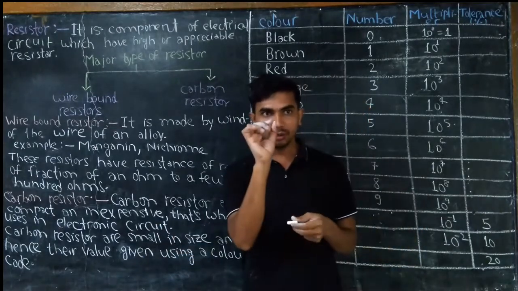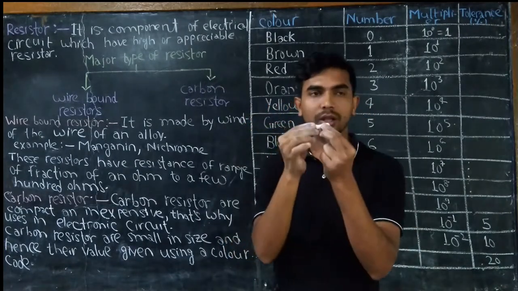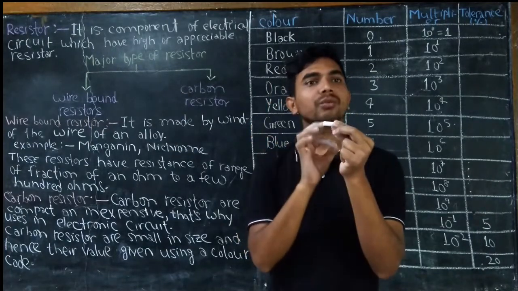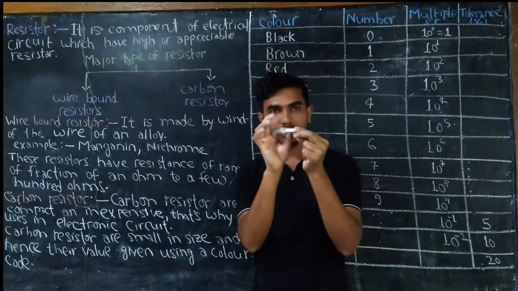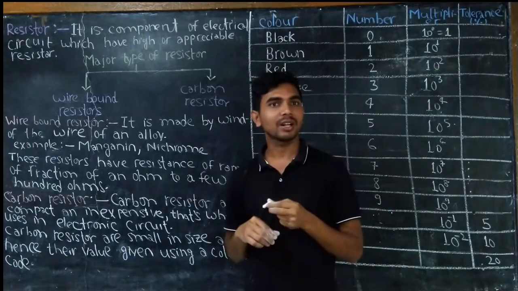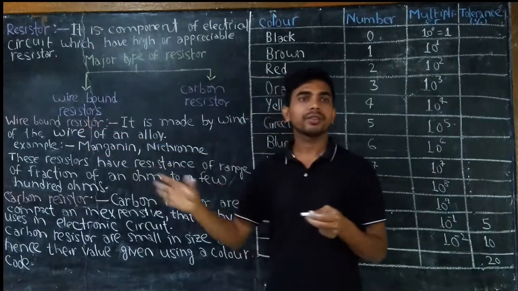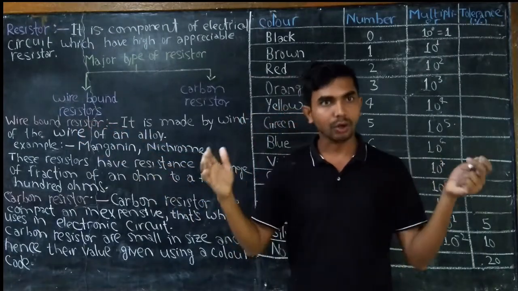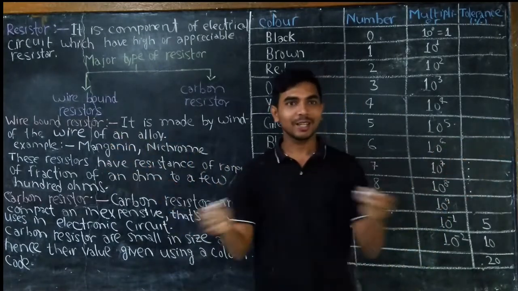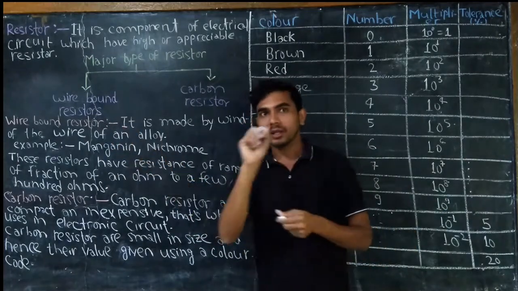So it is difficult to write the resistance value on it. The actual size is very small, so if you try to write on it, you have to write in very small letters, which is difficult. But the wire wound resistor is somewhat bigger in size, so on that one we are able to write the resistance.